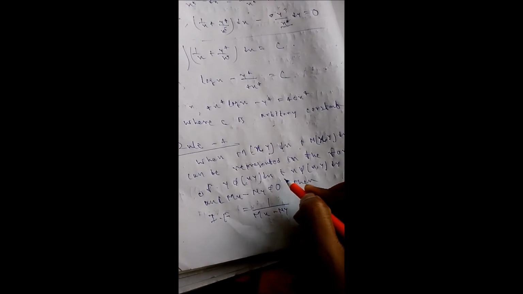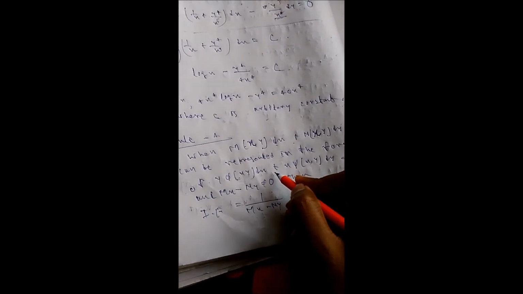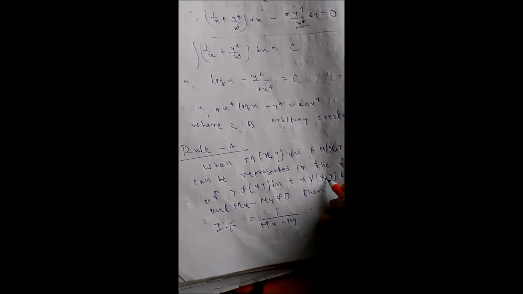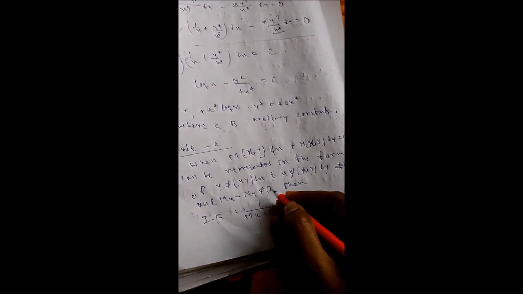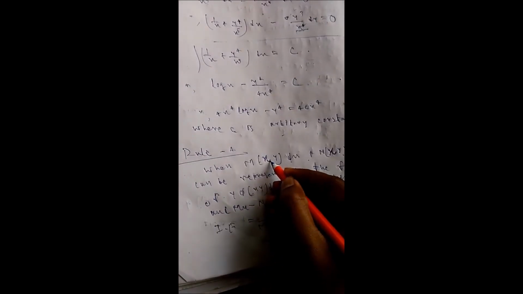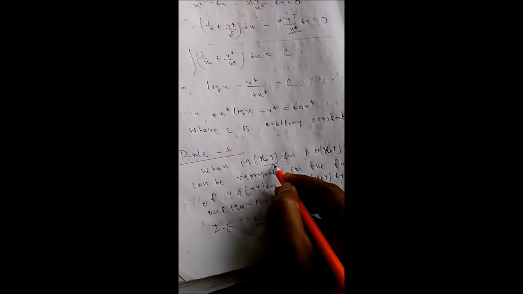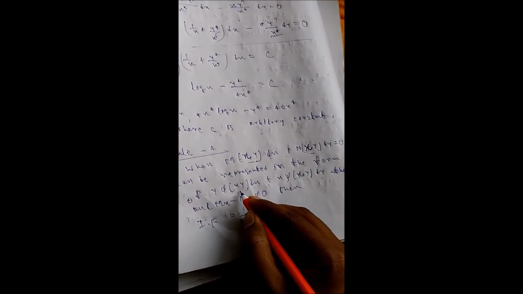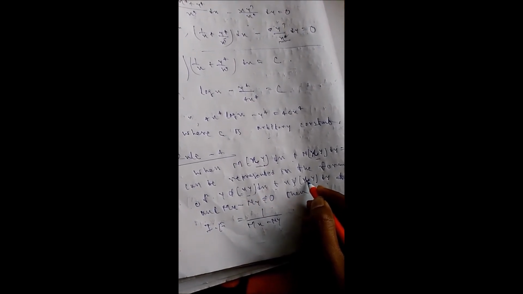When mxy dx plus nxy dy is equal to 0 can be represented in the form of y into phi xy dx plus x into psi xy dy, and mx minus ny is not equal to 0, then the integrating factor is equal to 1 by mx minus ny. Here you can see the term of xy and xy, here also xy and xy, x into y.